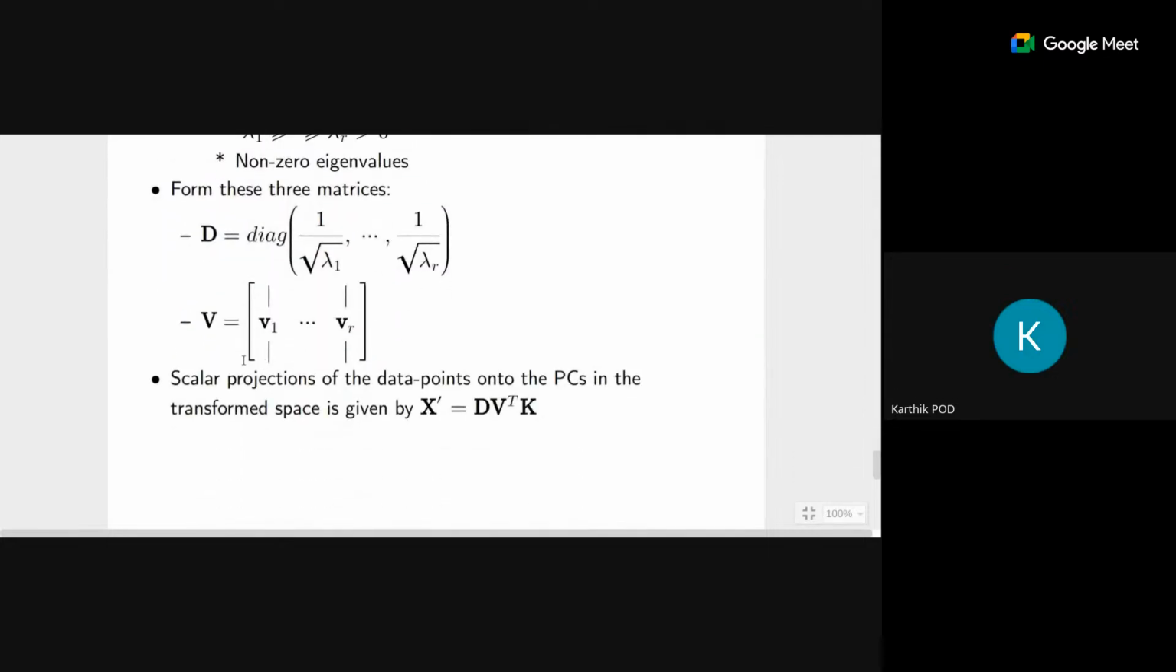Sir, in a quadratic projection, when we are transforming it and projecting the data points, like finding x prime for all the data points, do we lose some information about the points, or we don't?